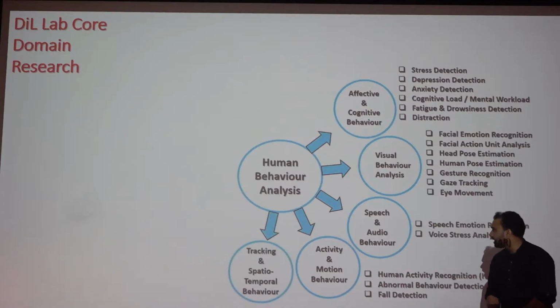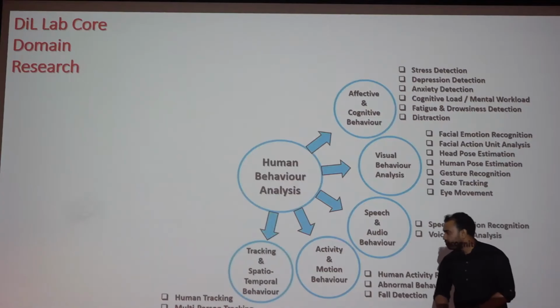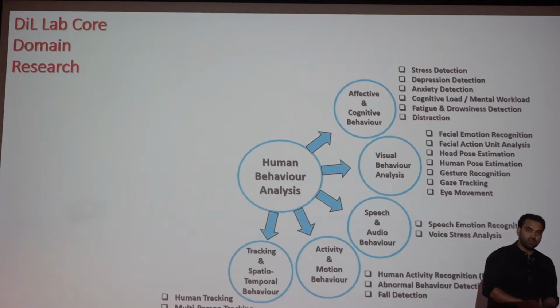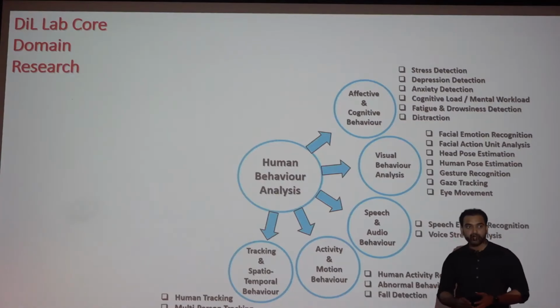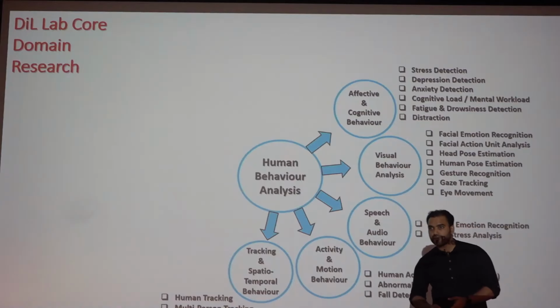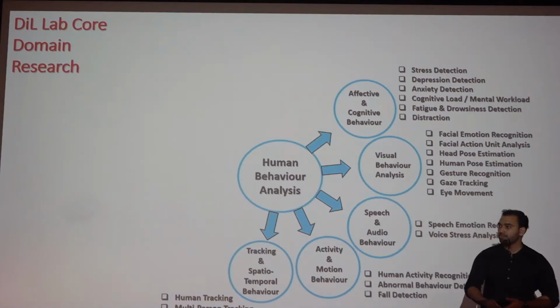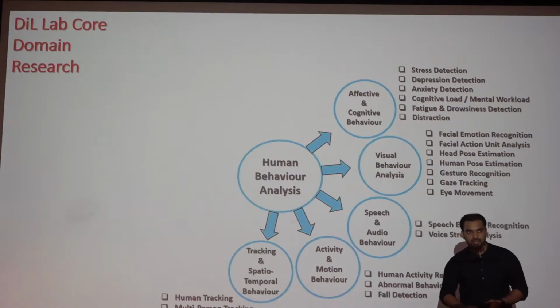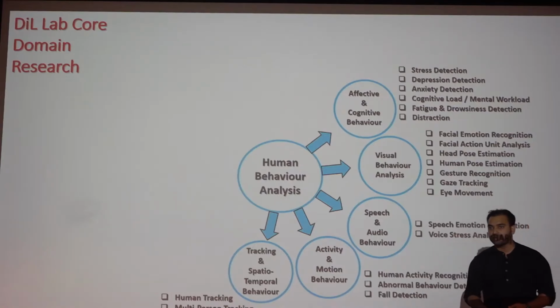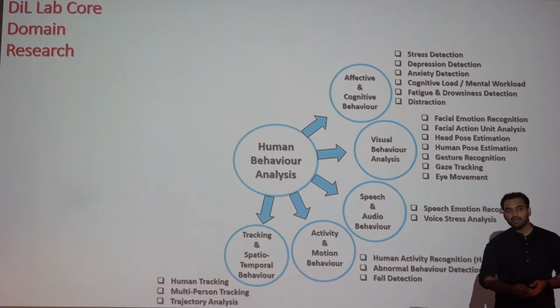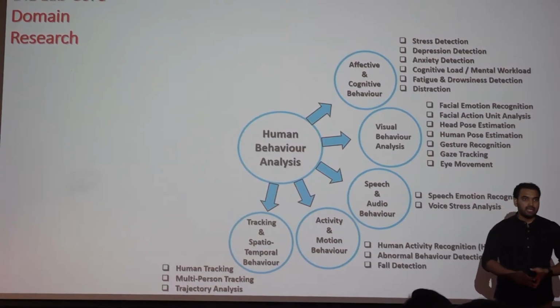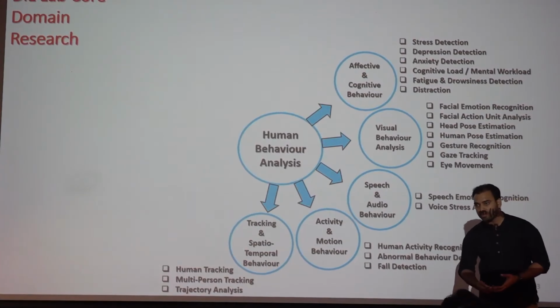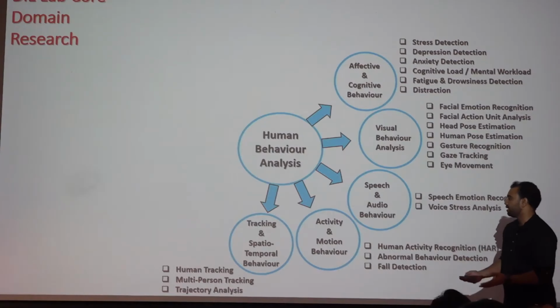Then tracking and spatial-temporal behavior. Mainly here we do human tracking, basically identifying the location. We already know the global positioning system is very active; you always use your Google Maps. But inside a building, if we are in the PhD seminar room, how do we identify your position? In an indoor scenario the GPS signal cannot penetrate, so we have to think about other ideas for how to track humans.